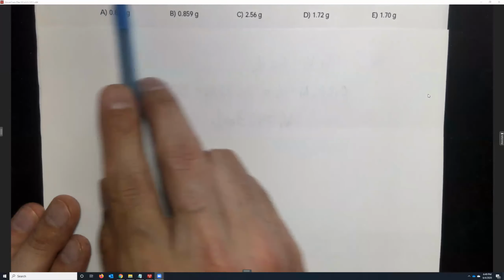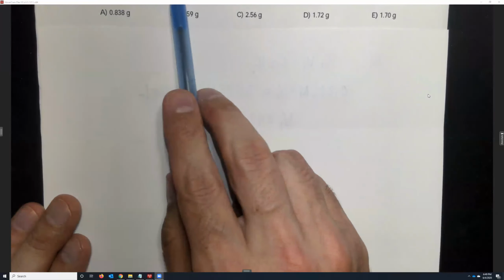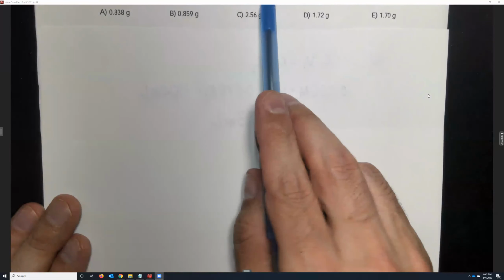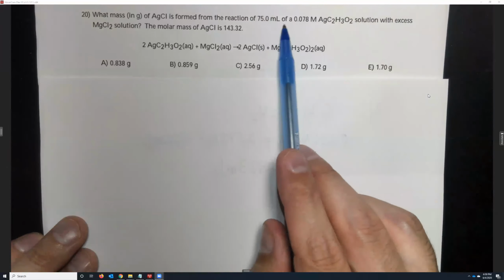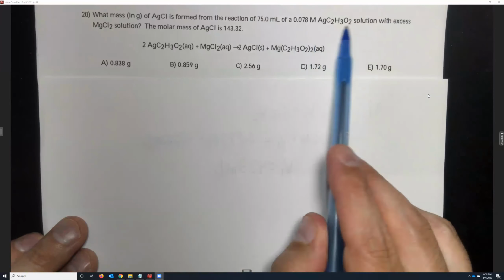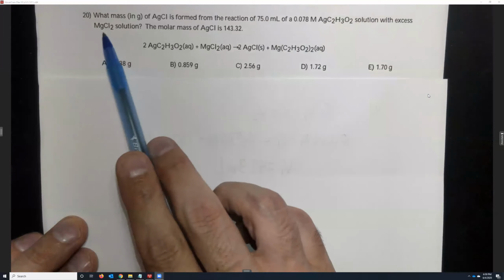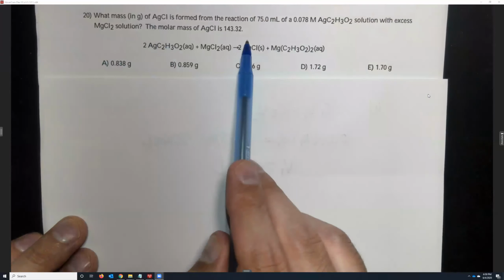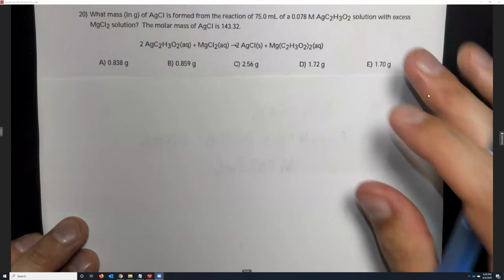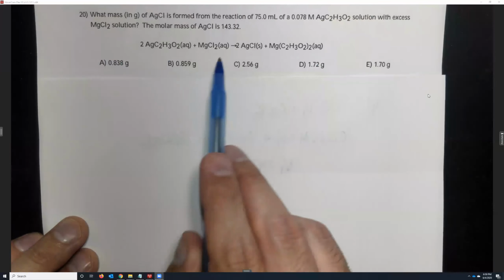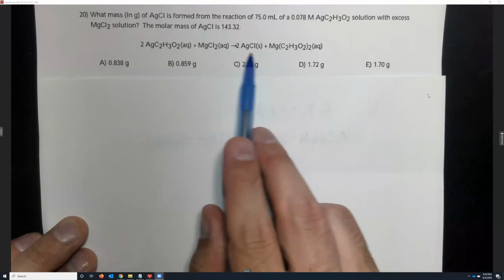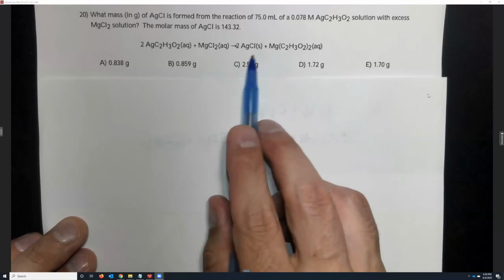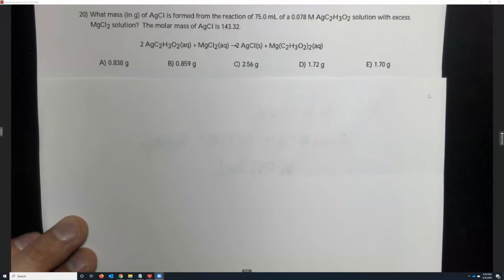It says, what mass in grams of AgCl is formed from the reaction of 75 milliliters of 0.078 molar silver acetate solution with excess magnesium chloride solution. And then it gives us the molar mass of silver chloride. So we have silver acetate reacting with magnesium chloride to form silver chloride and magnesium acetate. We have a double displacement reaction, and silver chloride's not soluble. Chlorides are generally soluble, but silver is an exception.